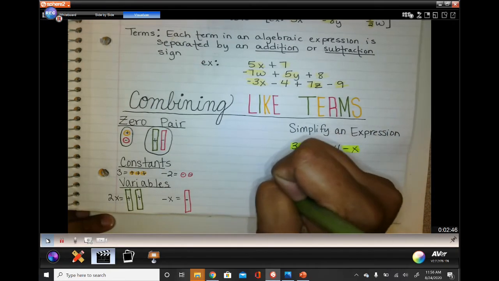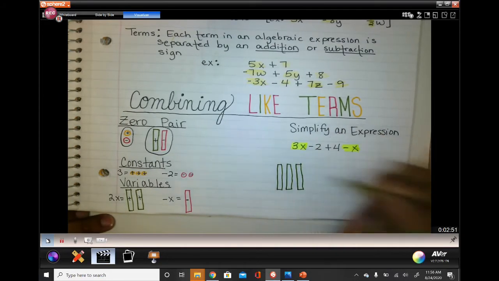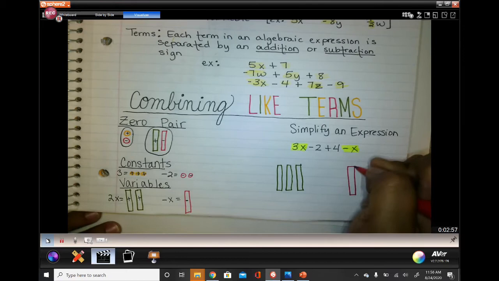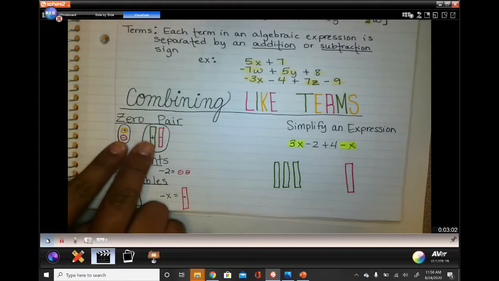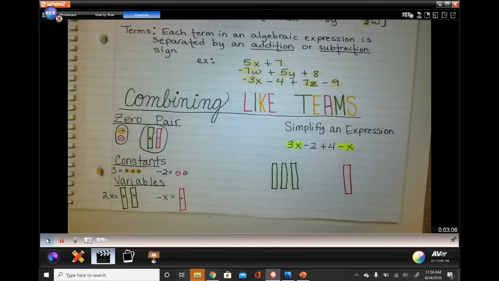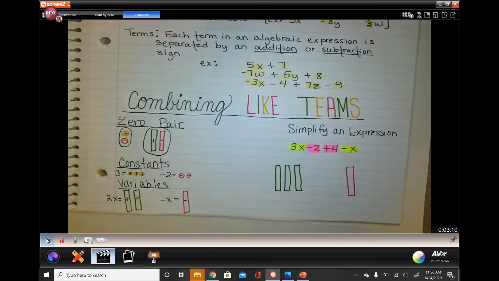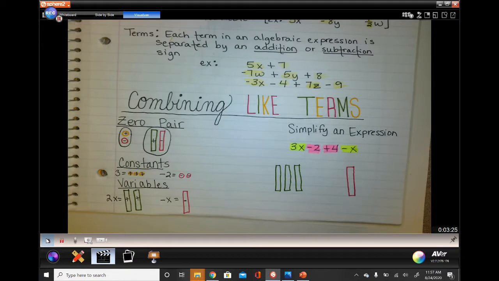So I have 3 x's and I have 1 negative x. Again, they look the same, they're the same shapes, which means that I'm allowed to put them together and make 0 pairs. My negative 2 and my positive 4, those are the same because those both do not have a letter next to it. And it also has to be the same letter when we combine like terms. For example, I could not put an x and a w together because they're not the same letter.